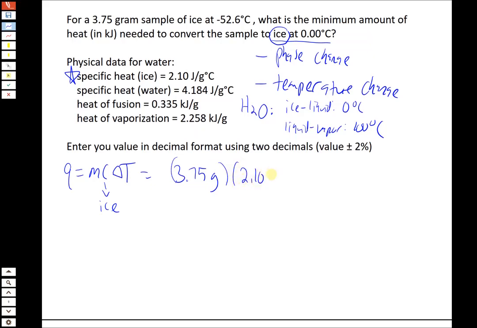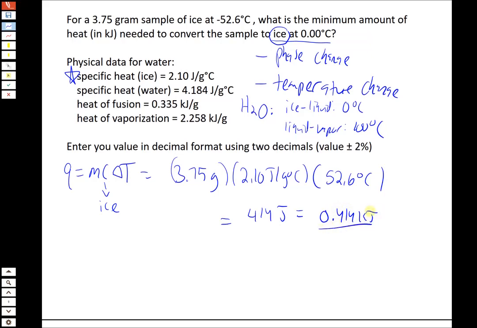We have to make sure we use the correct value for the phase that we're in, which is solid. And then delta T, we're going from minus 52.6 to 0, so the delta T is positive 52.6 degrees Celsius. When we multiply that out, I think we're looking for this answer in kilojoules, so we'll have to divide by 1,000 at the end. So we get 414 joules, which in the correct unit would be 0.414 kilojoules.